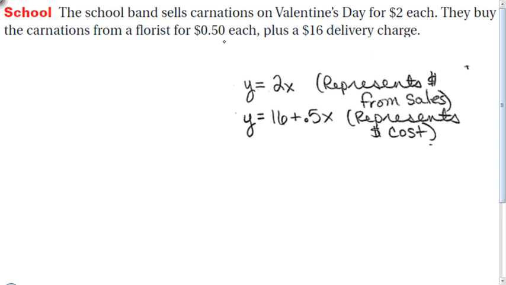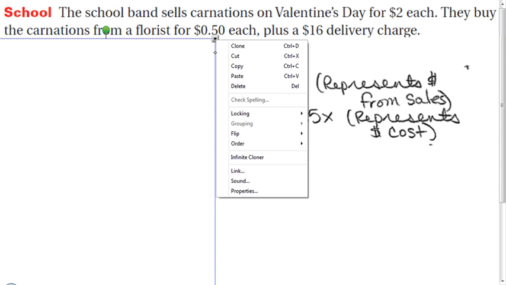So for example, in this problem right here, we've got the band selling carnations for $2 each, and they're buying these carnations for 50 cents each, but they paid a $16 delivery charge. So if we look at their total sales or money that they bring in, the money that they take in is $2 times the number of carnations that they sold. Whereas the money that they're paying out starts with the $16 and then adds 50 cents for every carnation that they purchased. So if I go to graph these two lines, again, they're in slope-intercept form.